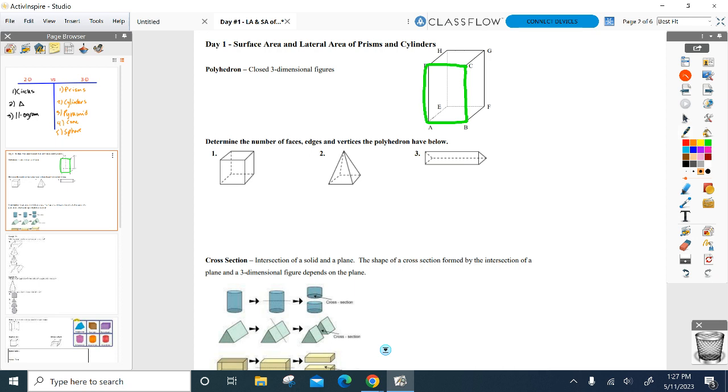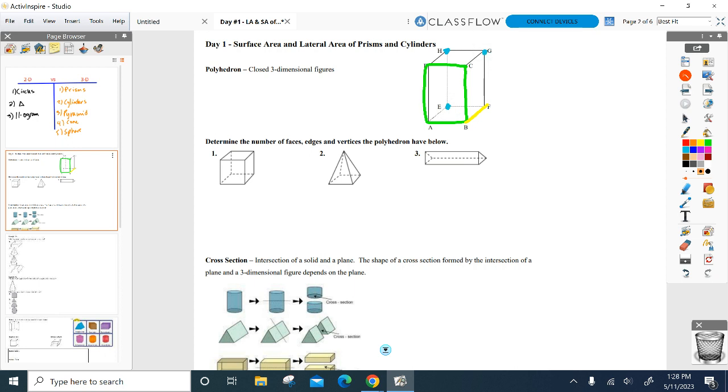Every face is connected with edges. So in this case, BF would be an edge. Every edge has two vertices. H, E, G, those are all vertices.